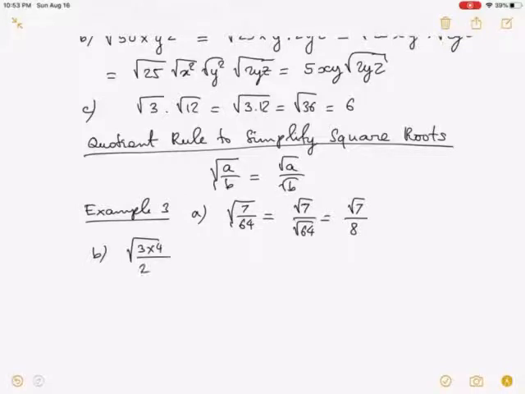So the square root of 3x^4 over 2y squared. We could write it as the square root of 3 over 2, the square root of x^4 over the square root of y squared. So this is the square root of 3 over 2, times x squared over y.